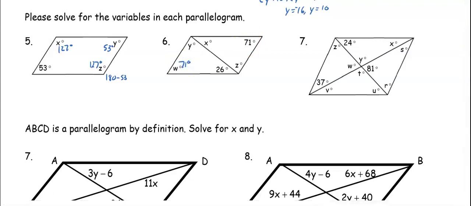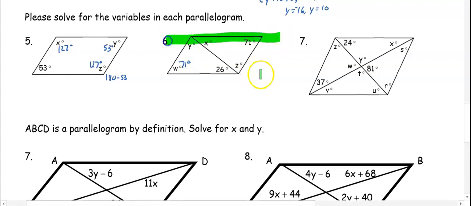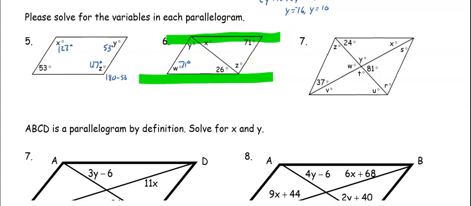Now, because we know that our sides are parallel, the line going through the middle is going to be our transversal. So we have alternate interior angles. So we know that X is going to be 26 degrees. To get Y and Z, we know two angles, so we can subtract from 180. So 180 minus 26 minus 71 gets us 83. So these are 83 degrees.